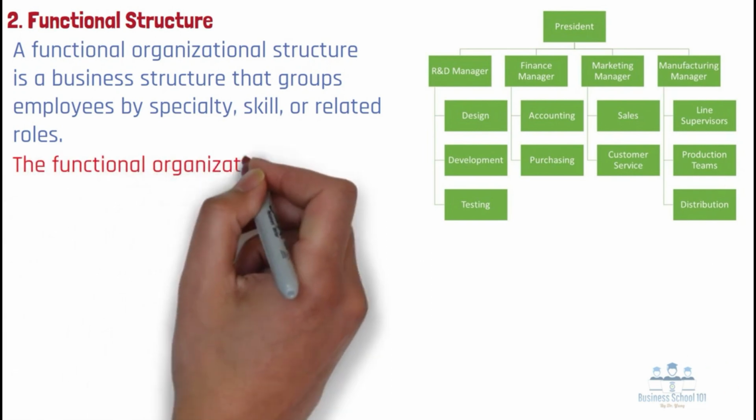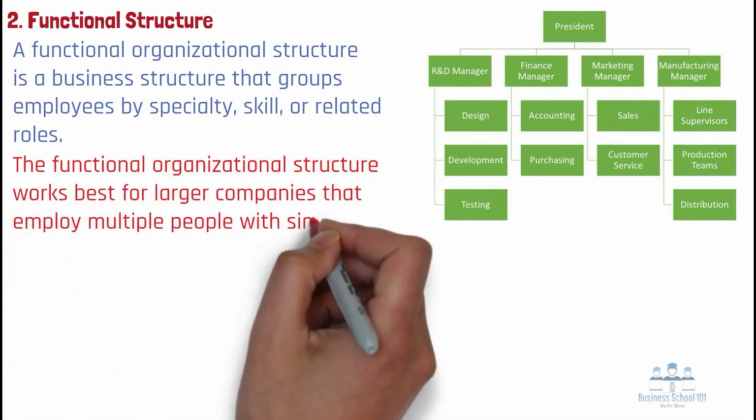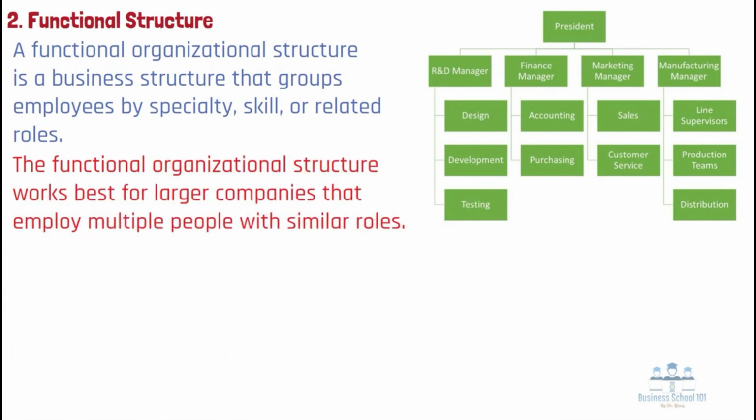The functional organizational structure works best for larger companies that employ multiple people with similar roles. In smaller companies, there may not be enough employees with related skills to justify grouping them into separate departments. There are many advantages to employing a functional structure in your business. 1. Increased productivity. People in a functional structure setting have specialized skills that allow them to work more quickly and efficiently than those who may be unfamiliar with specific subjects, which leads to greater productivity.